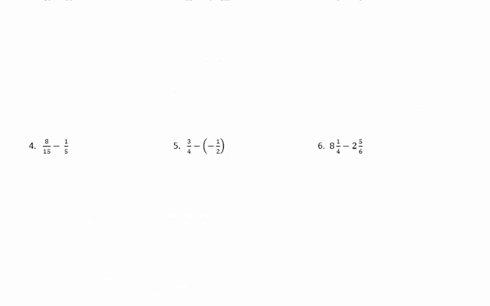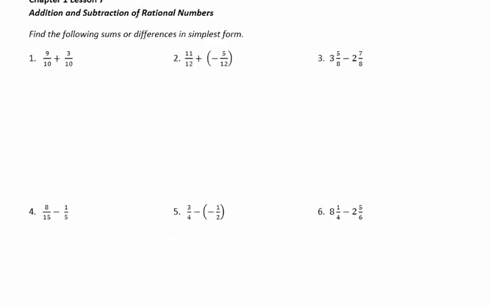So if that was too fast, just pause it. In example number one, we notice the denominators are the same, so I don't have to change them into any equivalent fractions. I simply add the numerators together. 9 plus 3 is 12. I keep the denominator the same. And now I need to change it into simplest form. So I change that into 1 whole and 2/10 that's left over. And I simplify that fraction again, which is 1 1/5.